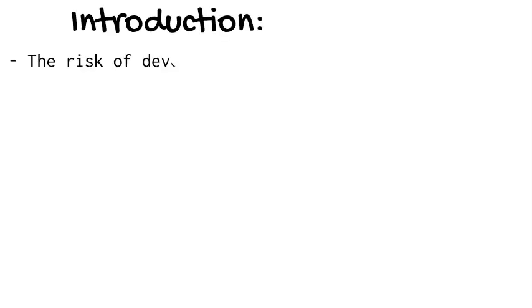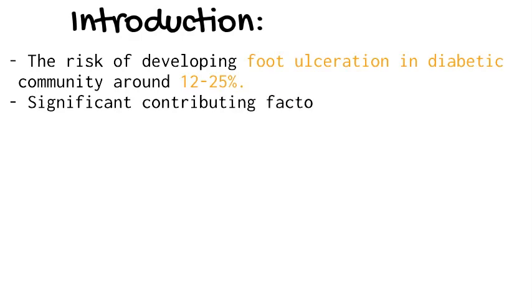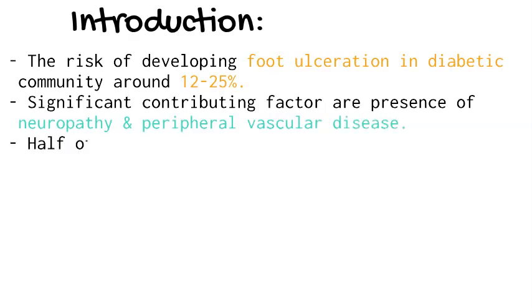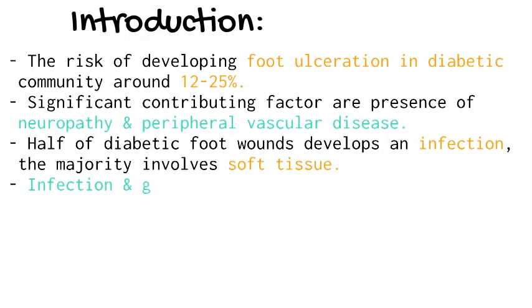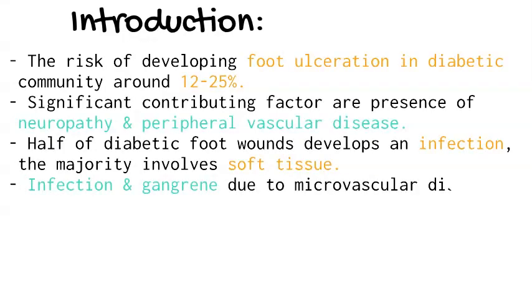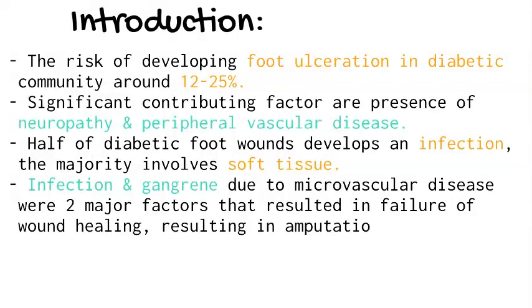As an introduction, the risk of developing a foot ulceration in diabetic community is around 12 to 25%. Significant contributing factors are presence of neuropathy and peripheral vascular disease. Half of diabetic foot wounds develop an infection. The majority involve soft tissue. Infection and gangrene due to microvascular disease were two major factors that resulted in failure of wound healing, resulting in amputation.